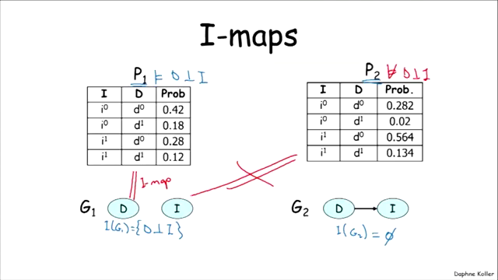What about the other direction? What about G2? Well, G2 has no independence assumptions. And so both P1 and P2 satisfy the empty set of independence assumptions. As it happens, P1 also satisfies additional independence assumptions, but the definition of IMAP didn't require that a graph exactly represent the independencies in a distribution. Only that any independence that's implied by the graph holds for the distribution. And so we have that G2 is actually an IMAP for both P1 and P2.